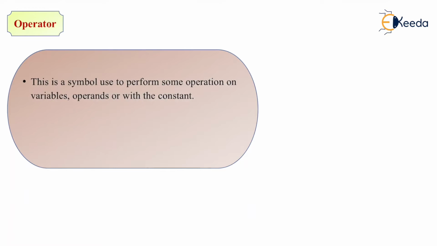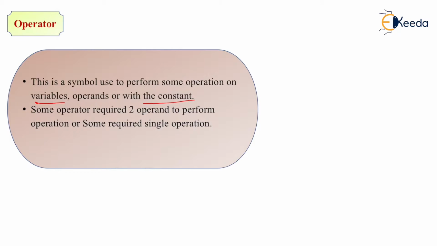Next, a very important topic, that is operators. Basically, an operator is nothing but a symbol, but that symbol performs some operation on the operands. That can be a variable, that can be a constant. Some operators require two operands to perform the operation, and some require a single operand.